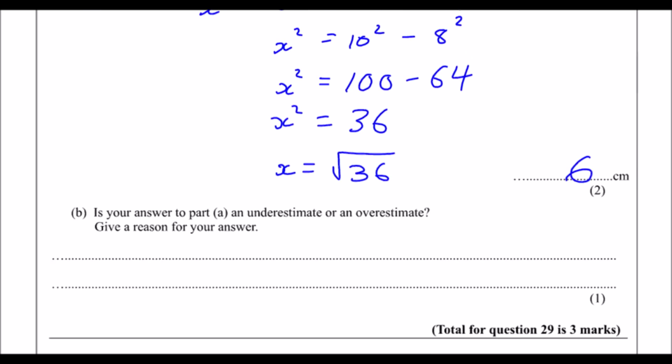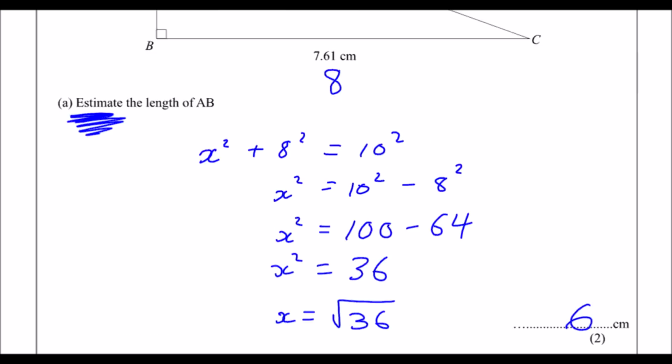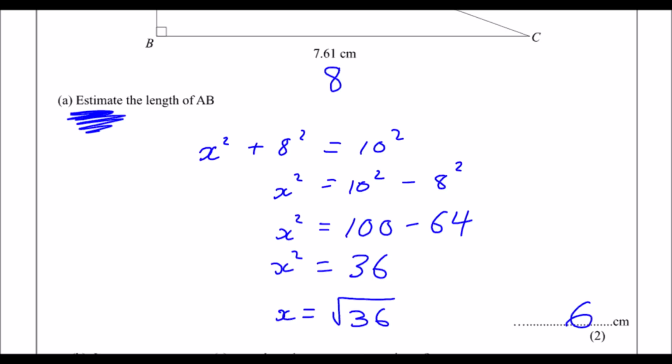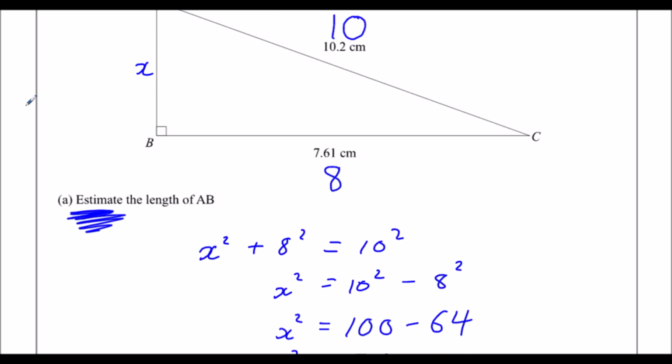Is our answer an underestimate or an overestimate? So is the actual length going to be bigger or smaller than 6? So we rounded the 10 down, and we rounded the 8 up. So we made this number smaller, and we took away a bigger number. So our answer is an underestimate. We made the answer too small.